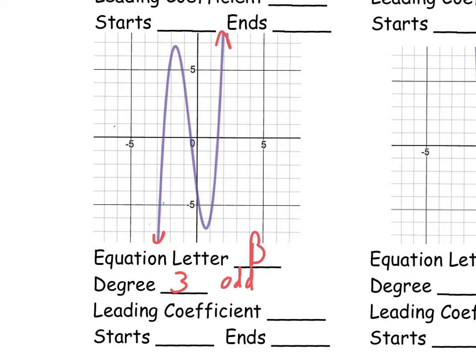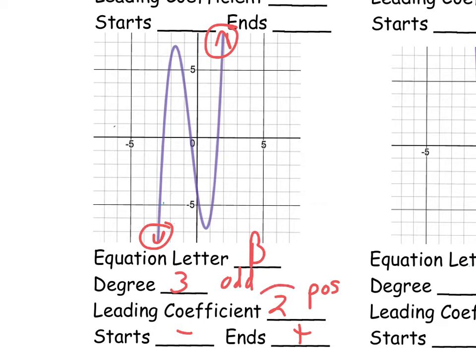Leading coefficient, well, 2x cubed is the first term, but it's the highest power, so that's my leading term. So my leading coefficient is 2, and that's positive, okay? Make sure you know that that's positive. There's a reason for that. It starts negative right here, and it ends positive right there.